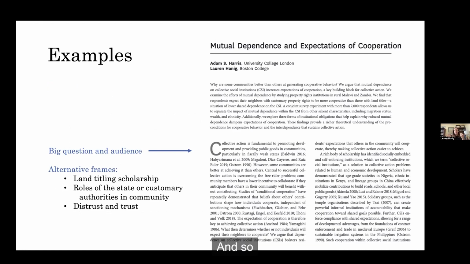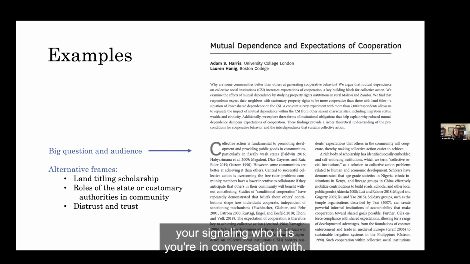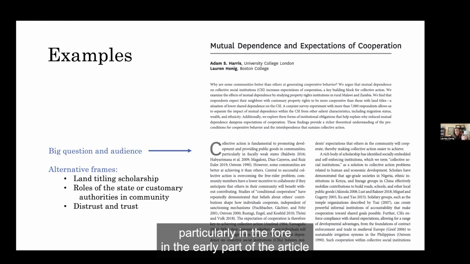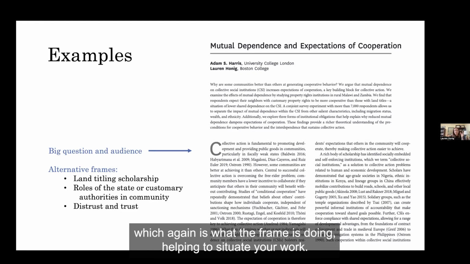And so here you're signaling who it is you're in conversation with, what the major works on this are. You're also signaling, if there's a potential reviewer, or an editor deciding if they should send this out to review or not, that other people care about this conversation, that this is an important conversation, what you're contributing to again. And so citations, particularly in the early part of the article or the grant, are important for situating the research, which again is what the frame is doing, helping to situate your work.